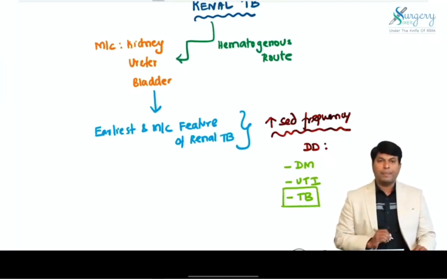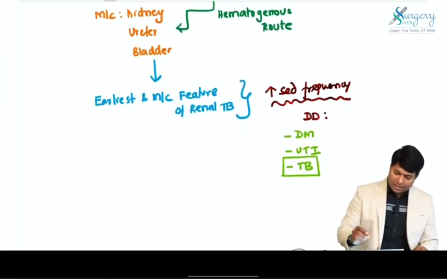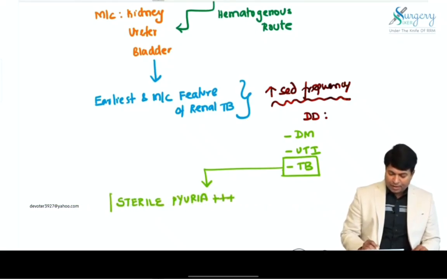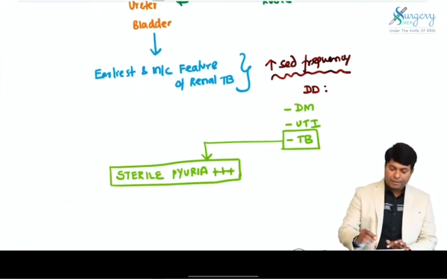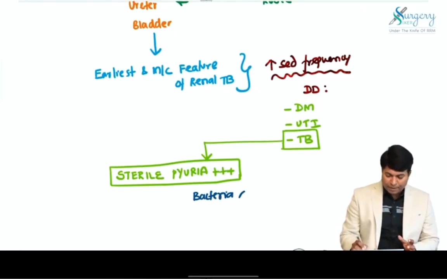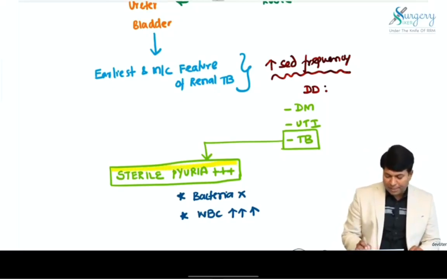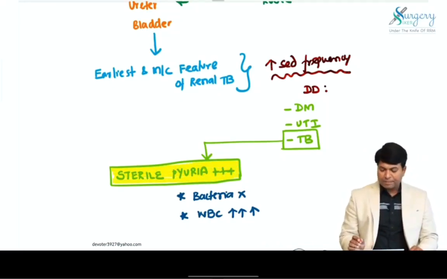In TB, on examination of the urine, what finding is seen? A hundred times asked MCQ: that is sterile pyuria. Sterile pyuria is seen in renal TB. Sterile pyuria means bacteria is absent in the urine, whereas WBC count is increased. So increased WBC count is there, bacteria is absent. This is known as sterile pyuria.